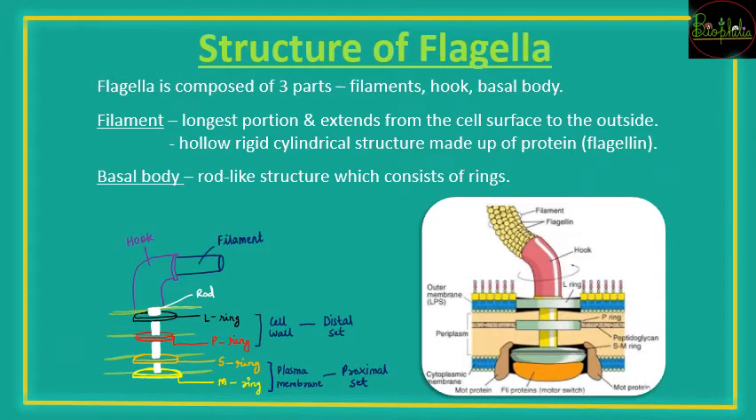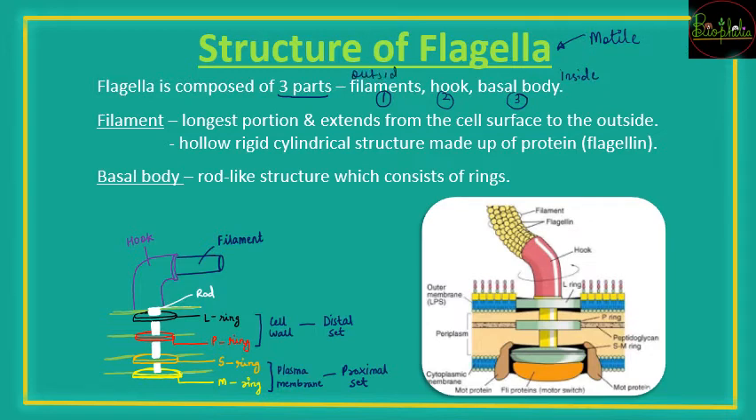Now let's see about the very important motility structure, that is flagella. Some bacteria are motile, and that motility is because of the presence of flagella. Some bacteria might have flagella, some might not. This flagella is nothing but filamentous extensions from the cell wall, which has three parts: first the filament, second the hook, and third the basal body. The basal body will be inside and the filament will be outside.